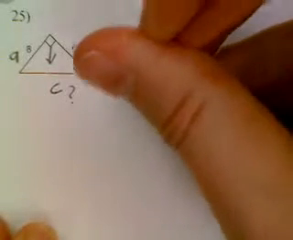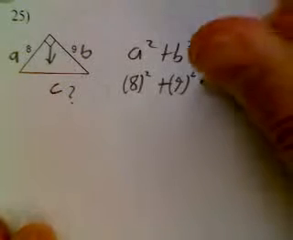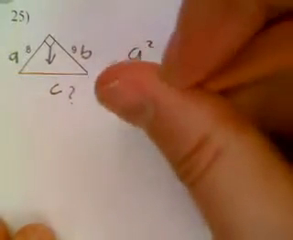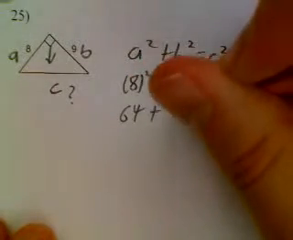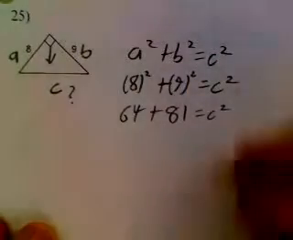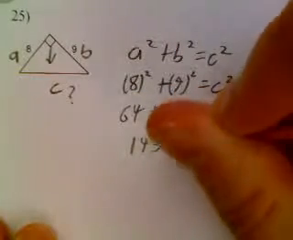We're going to substitute 8 for A, square that. Substitute in our 9 for B. And leave C squared as C squared. All right. Now let's square these numbers. 8 squared is 64. And then 9 squared is 81. And we got our C squared. Let's add them up. 64 plus 81 is 145.